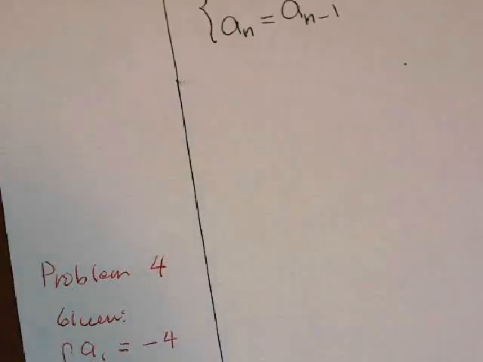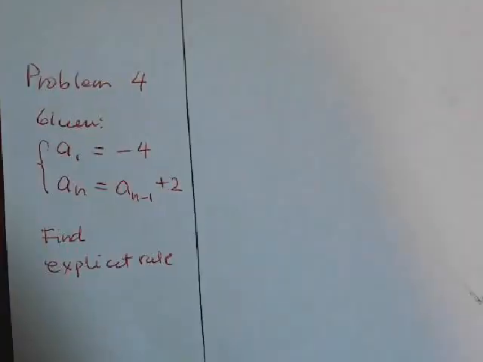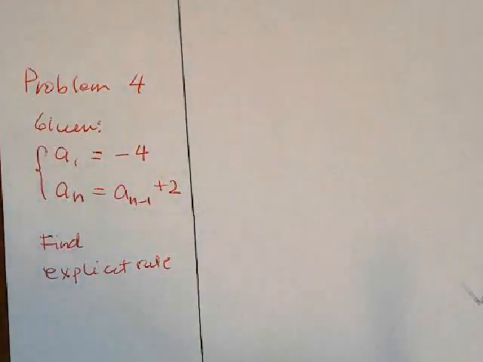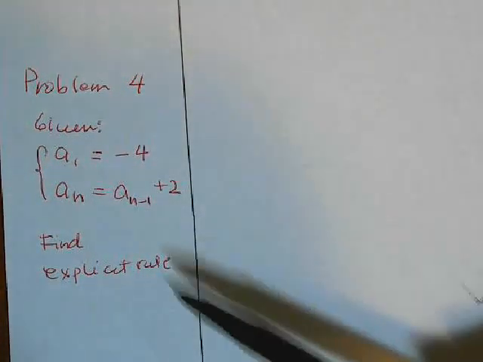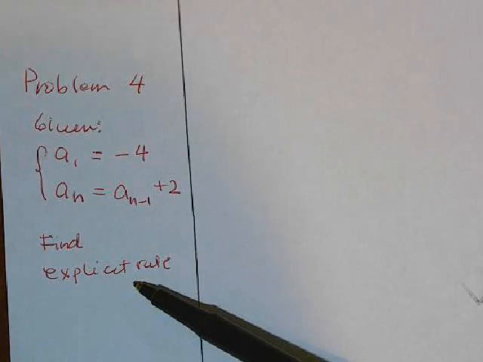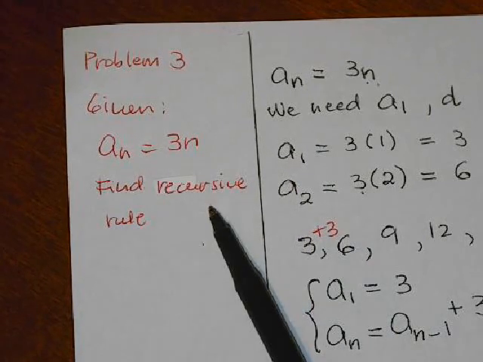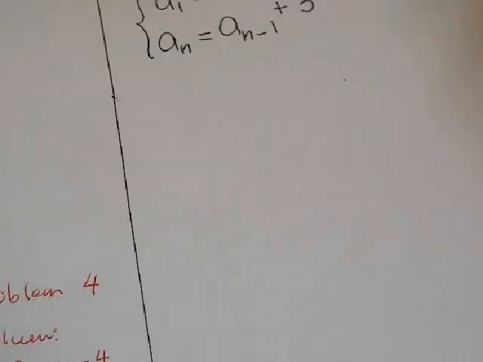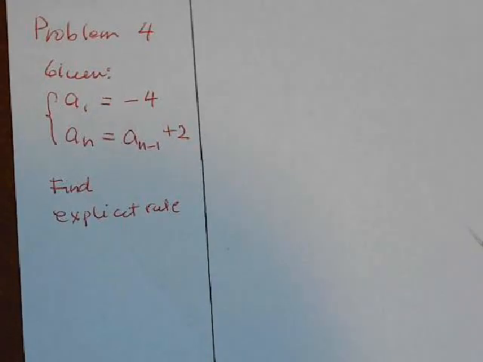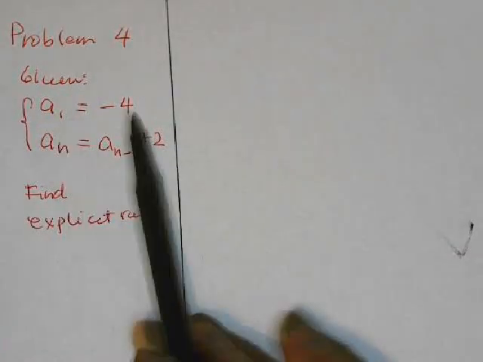Next, this is our last problem for this topic. Pause and solve. So this one is the opposite of the other one. You're given the recursive, you're asked to find the explicit. In the previous one, you were given the explicit, you're asked to find the recursive. So let's figure this out. Maybe you could figure it out on your own.